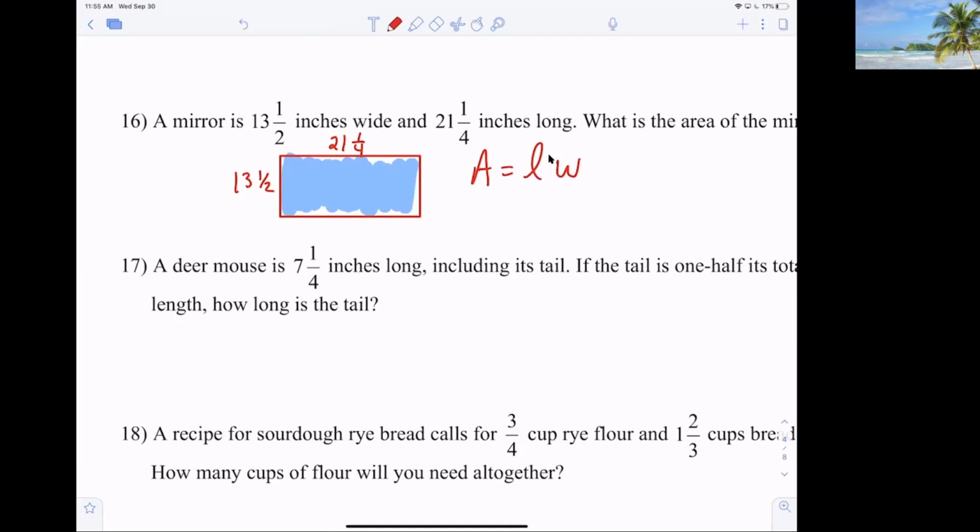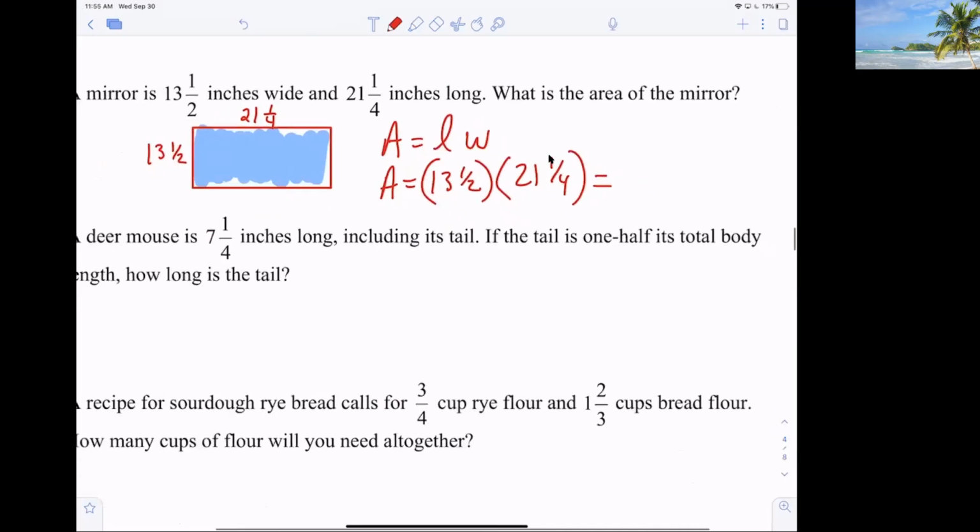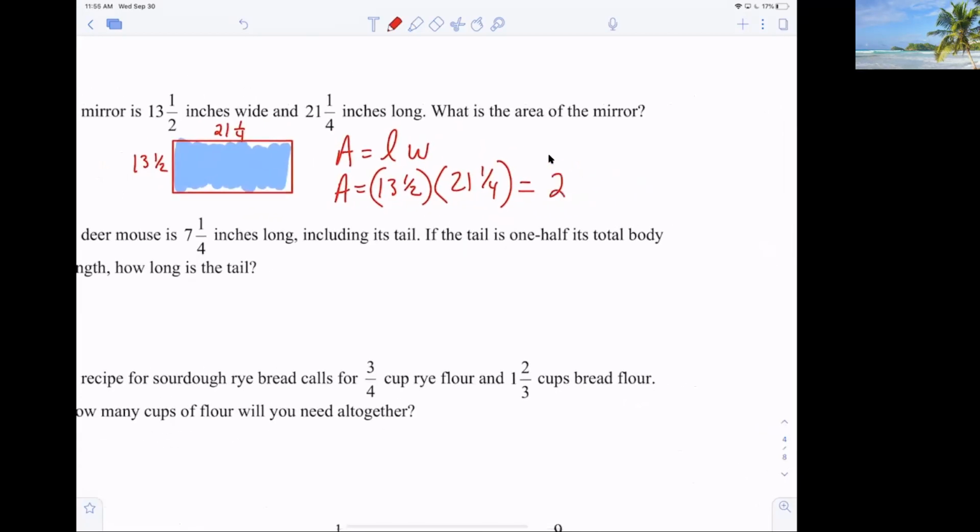All right. So now area equals 13 1/2. Put that in parentheses. 21 1/4. I'm ready for that answer, please. 286 and 7/8. Now, 286 and 7/8, what?